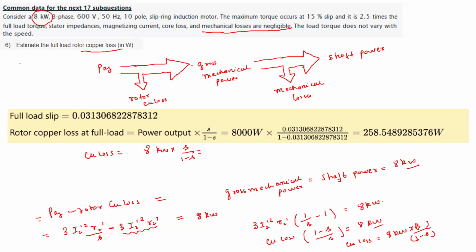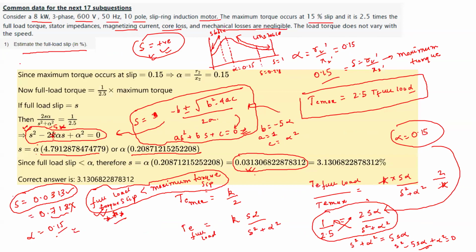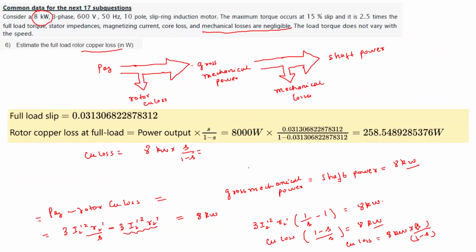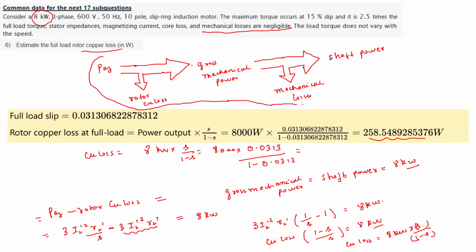So we have seen what the full load slip is in the very first question we solved. The full load slip was 0.0313 or 3.13%. We have to put 0.0313 in the place of S. So this is 8 kilowatt into 0.0313 by (1 minus 0.0313), and you will get this value. For this question you need to remember this power flow. Anyway, you need to remember the power flow because in the previous assignment we used this power flow so many times, right? So in order to solve this, you need to use this power flow.